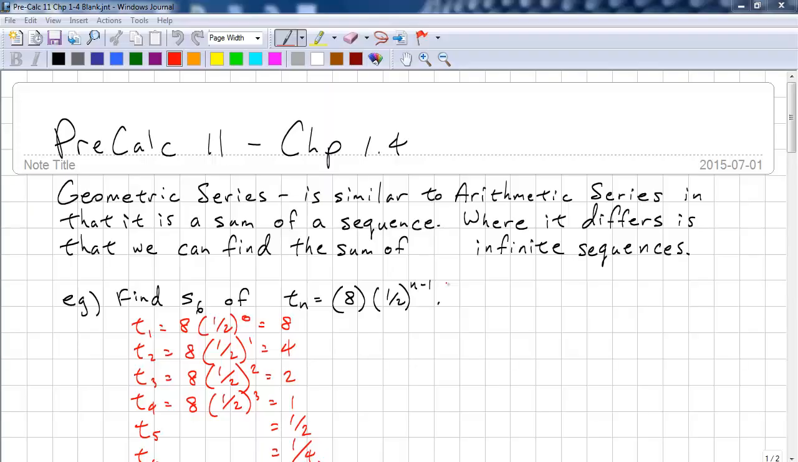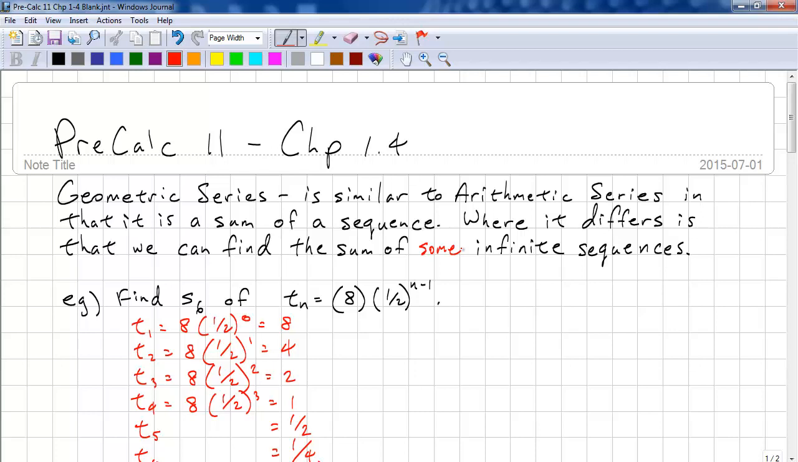This is PreCalc 11, Chapter 1.4. This time we're going to look at geometric series, and it's similar to arithmetic series because it's a sum of a sequence. And where it differs is that we can find the sum of some infinite sequences. Recall that for arithmetic series, there is no sum for infinite sequences because it's just infinity.